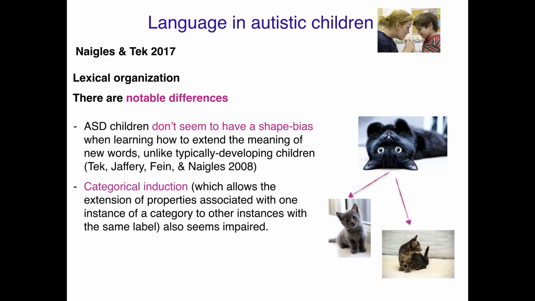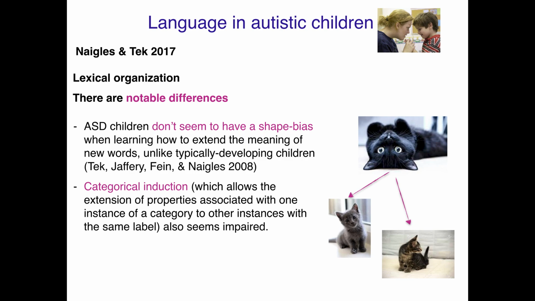And categorical induction seems to be impaired. Categorical induction allows the extension of properties that are associated with one instance to another instance. It's generalization, really. So if you learn that all three of these things are called DAXs, and you notice, oh look, this one likes to roll on its back, that's a property. For typically developing children and adults, you would then assume that because all three of these things are the same category, that property of liking to roll on its back gets shared. You would therefore infer that these things also like to roll on their back.